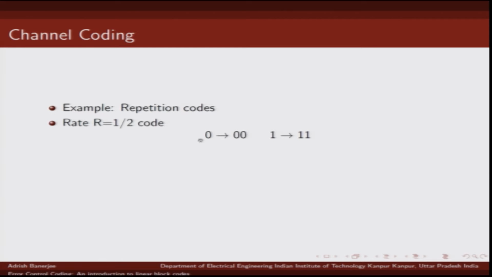So, a binary rate half repetition code would look something like this. For 0 we would transmit 0 0, and for 1 we would transmit 1 1. Similarly, for a rate 1/3 repetition code, for 0 we will transmit 0 0 0, and for 1 we will transmit 1 1 1. You can see that in the rate 1/2 case we are adding one additional redundant bit, and in the rate 1/3 code we are adding two additional redundant bits. How we make use of these redundant bits for error correction and error detection will be explained in the next slide.